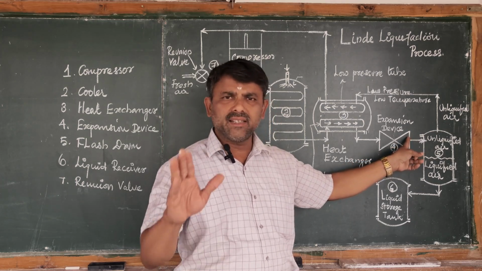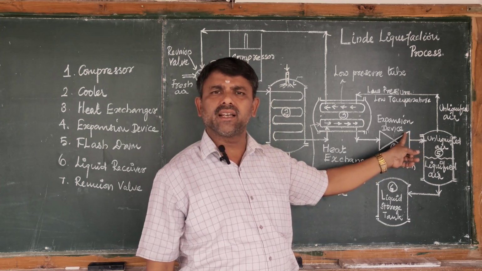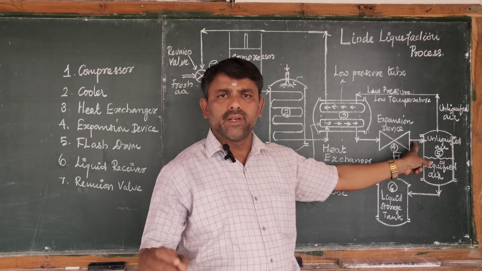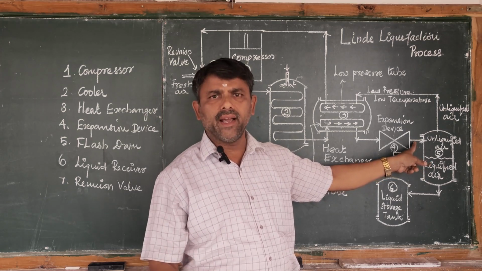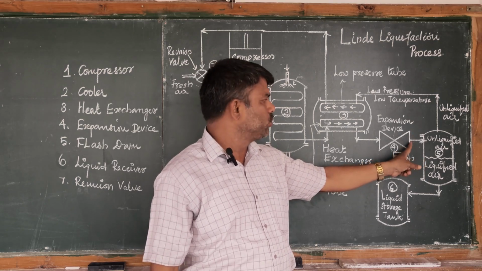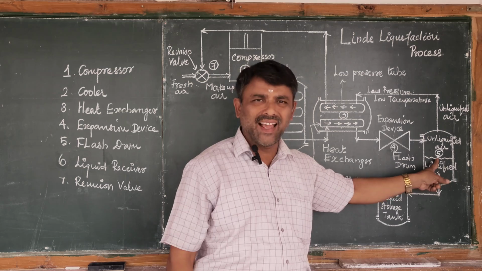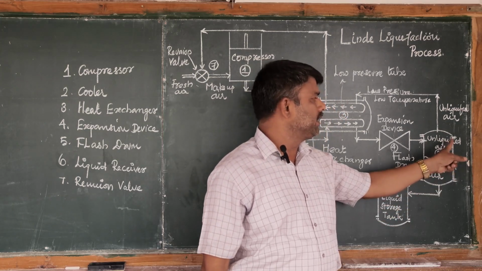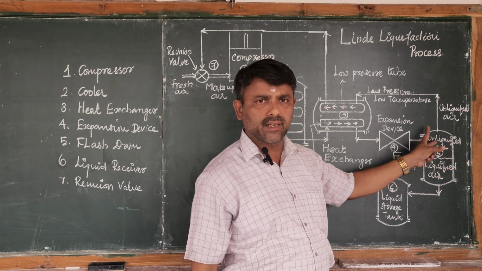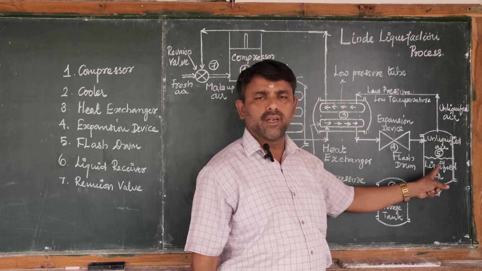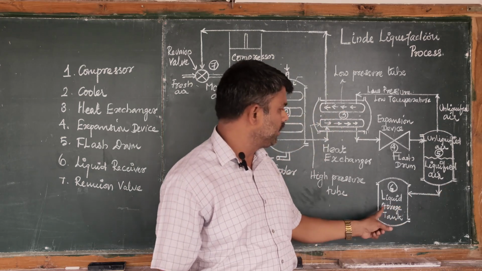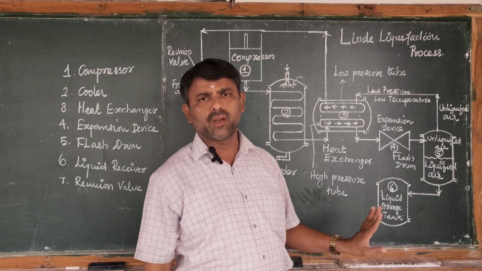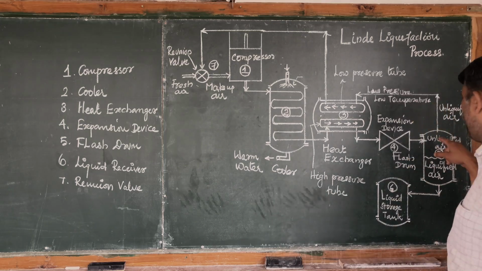Clear? Now a major share of the air gets liquefied. It is now a two-phase mixture of liquefied air and unliquefied air. This two-phase mixture enters the flash drum, which is used to separate the liquefied and unliquefied air. Unliquefied air is present at the top, liquefied air at the bottom. The liquefied air is sent into a liquid receiver or safe storage tank. The process is over. What about the unliquefied air?